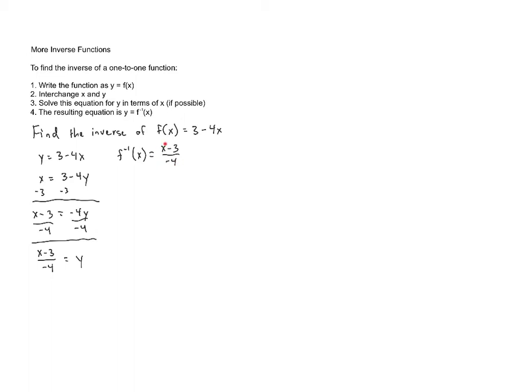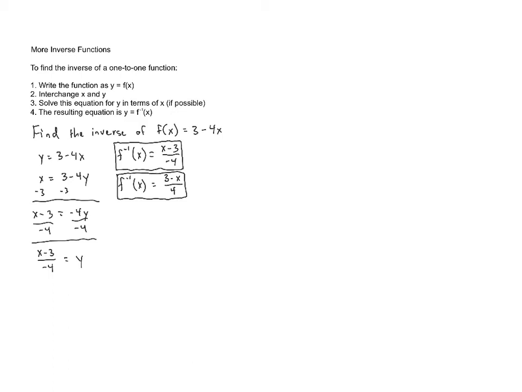This is a perfectly fine final answer. There's another way to write this that looks a little bit nicer. Instead of having a negative 4 on the bottom, we could have a positive 4 by multiplying the top and bottom by negative 1, or taking the opposite of the top and bottom. If we did that, we could also write our inverse function as 3 minus x over positive 4. Either of these is fine. I think the second one looks a little bit nicer because dividing by a positive is better than dividing by a negative, but really either one works as the inverse.